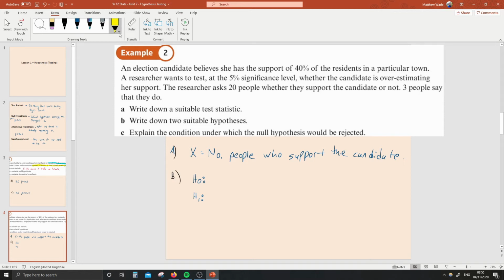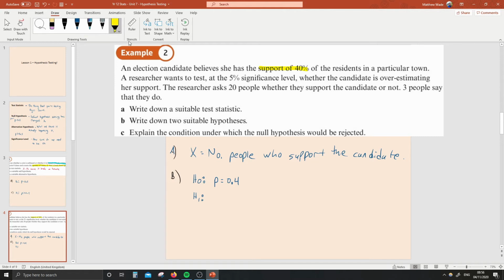This is the thing. The null hypothesis, one more time, is the default position, okay? It's what you think the actual base position is. So an election candidate believes she has the support of 40%. So what's the chance of somebody supporting her before we think that something is up? Well, that's right, 40%. P equals 0.4. Exactly that. Beautiful.